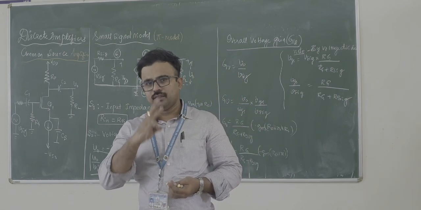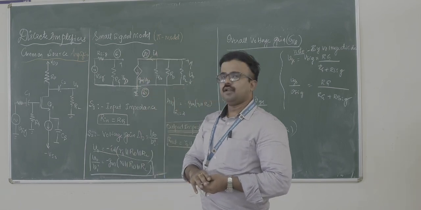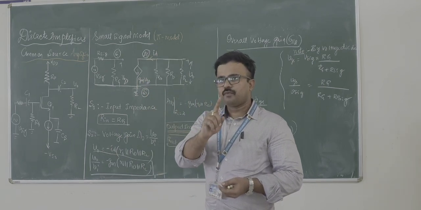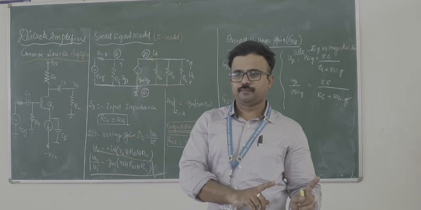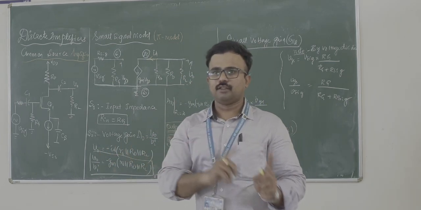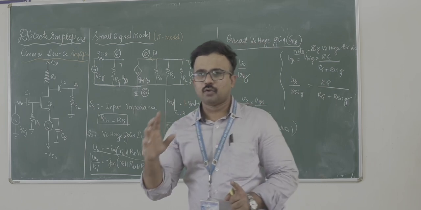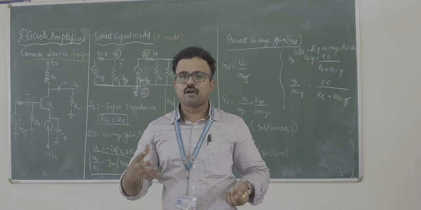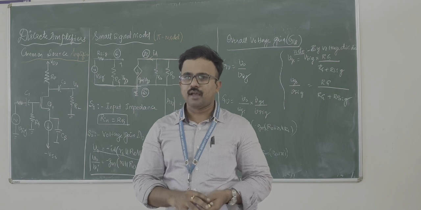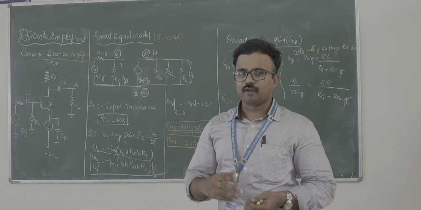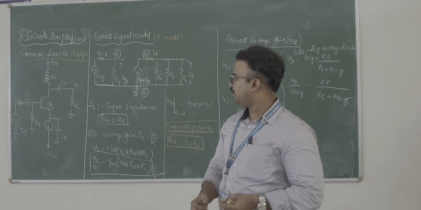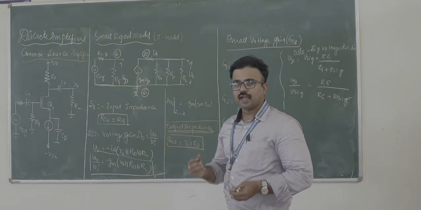Out of these three terminals, for a MOSFET, one of the terminals is made common between the input as well as the output. If I make the source terminal common, it is called a common source amplifier. If I make the drain terminal common, it is called a common drain amplifier. Similarly, if I make the gate terminal common, it is called a common gate amplifier.